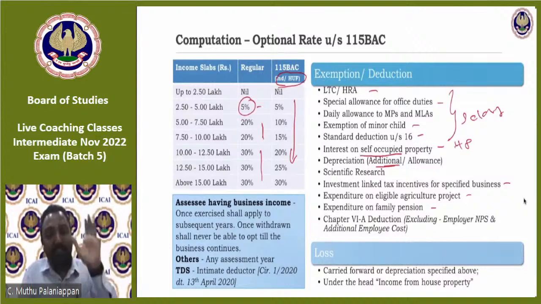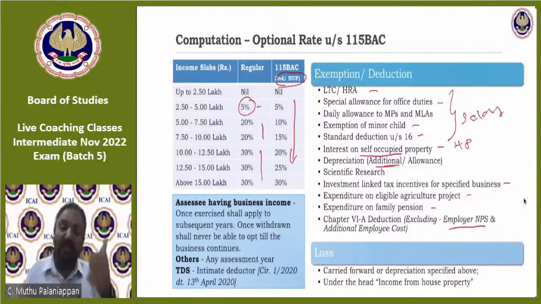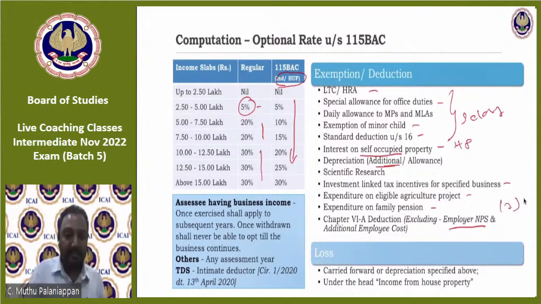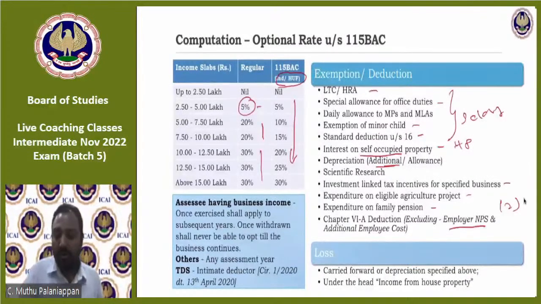And none of the Chapter 6A deductions are eligible, but for employer NPS. There are two categories in the National Pension Scheme. One is employee's contribution, another is employer's contribution. The employer's contribution is an allowed deduction. That is in subsection 2 of 80CCD. So that is allowed, but subsection 1 is not allowed. So that's what it's about.